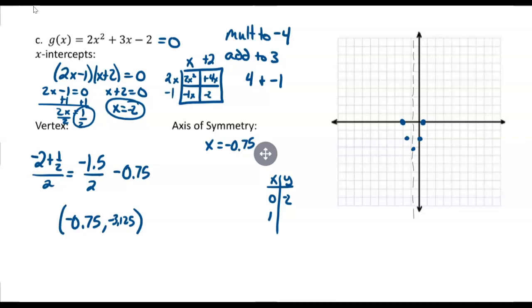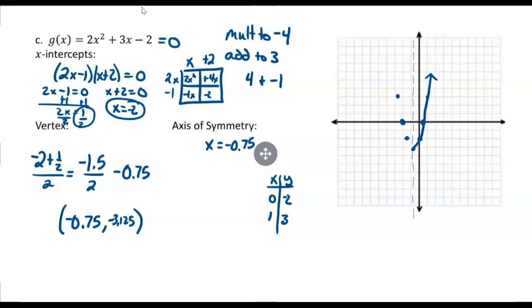And just because this one's kind of weird, I feel like I should plug in another point. And so when I plug in 1, I get 3. So that's 1 3/4 box away. So go 1 3/4 box the other way. All right, that's the best we can do. So, and then just draw it in.